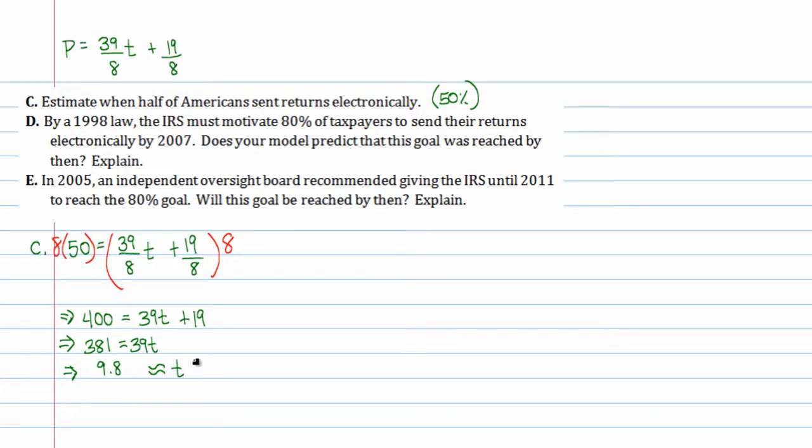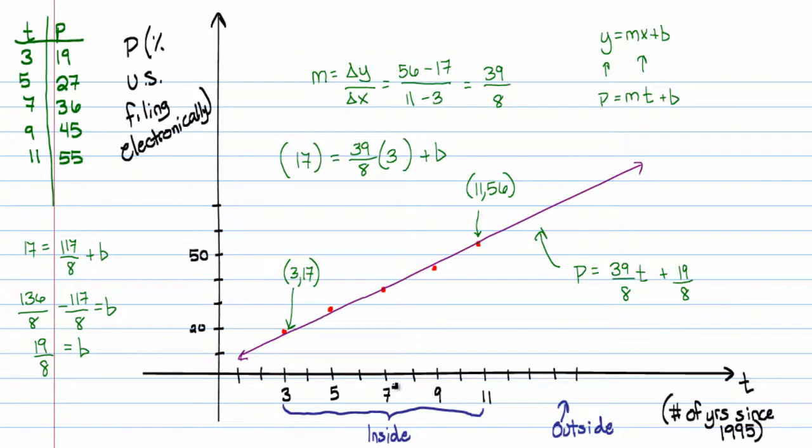Remember, t is the number of years after 1995. So this basically means that in 1995 plus 10, or in other words 2005, 50% of the U.S. files electronically. Now let's see if that actually makes sense. If we go back to our picture here, a couple of spaces back, remember t equals 0 stands for 1995, so t equals 10 stands for 2005. And if you look at 2005, in other words at t equals 10, it is about 50%, maybe 51, but roughly about 50%. So according to our line, that does make sense.